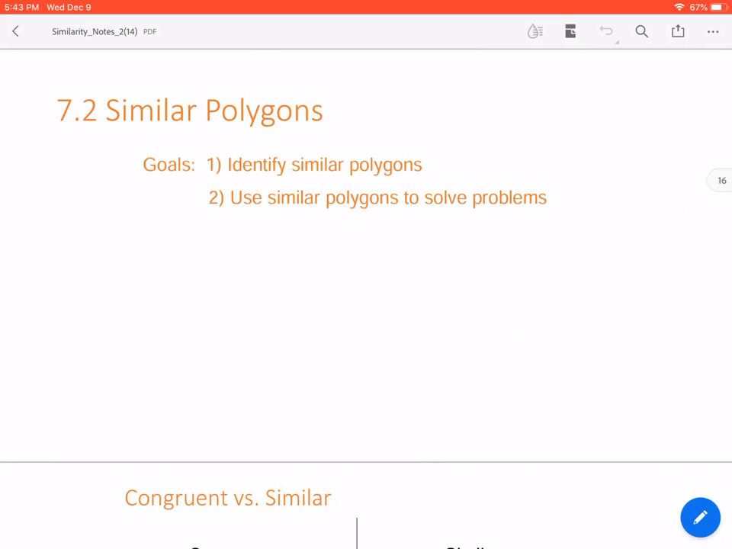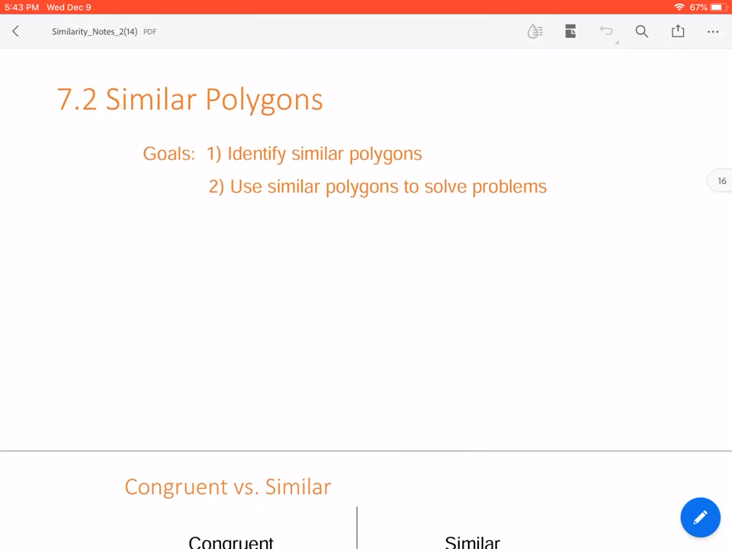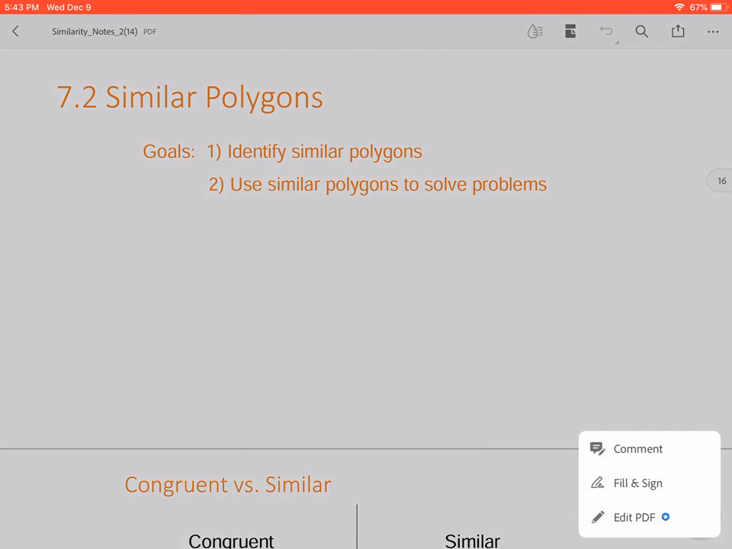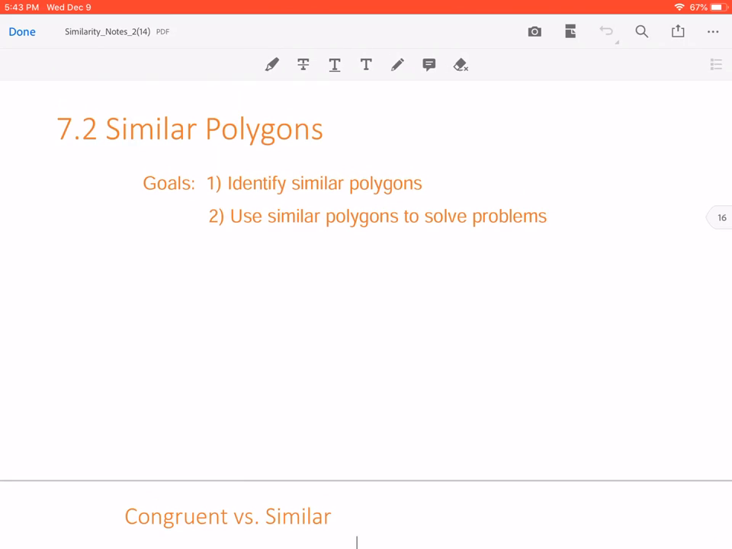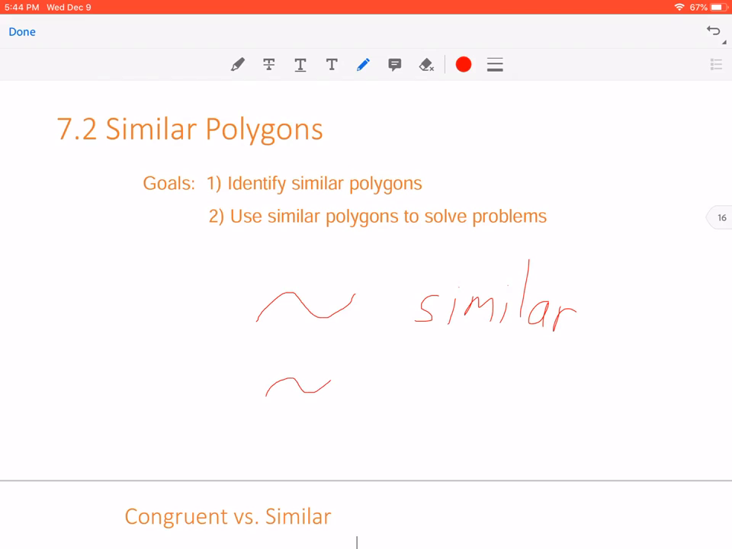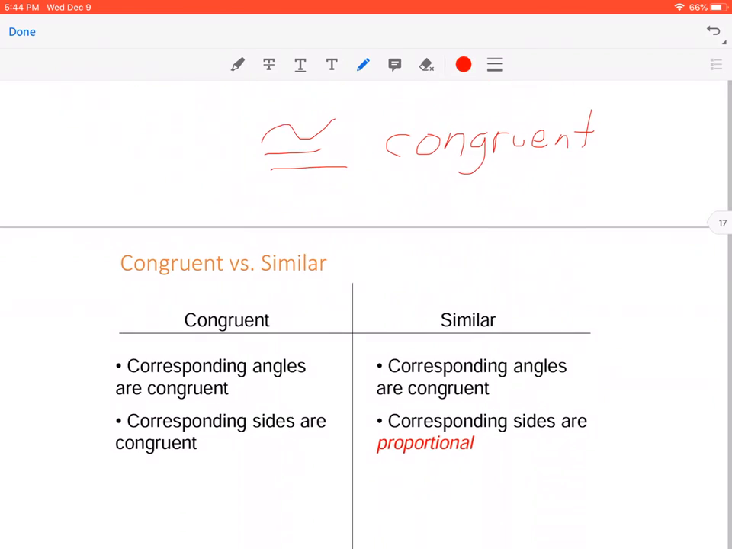So when we do similar polygons, we use the symbol for similar. Looks just like congruent, but without the equal sign. So that is your symbol for similar. Remember, this symbol with the equal sign below it was the symbol for congruent. Now, what's the difference between congruent and similar?